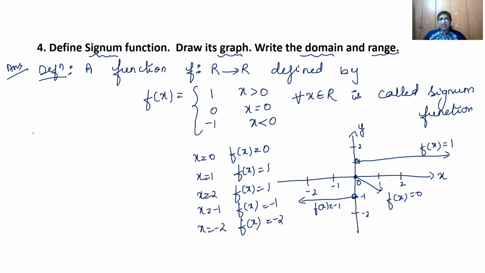Now tell me, what is the domain? Domain is real numbers. What about the range? The range is whatever values you get. These are the only 3 numbers which I am getting, either 1 or -1 or 0. So the range is -1, 0 and 1. So this is the answer. I hope the idea is clear.